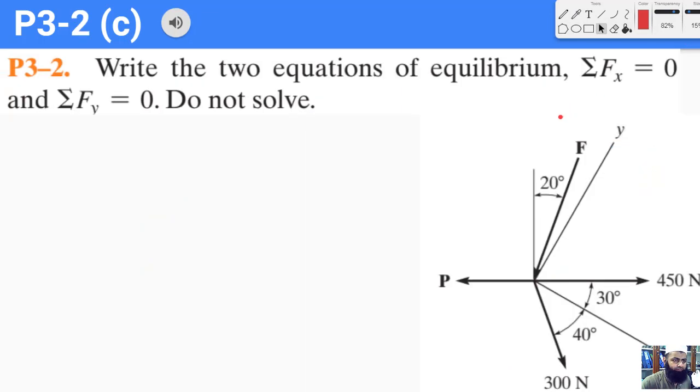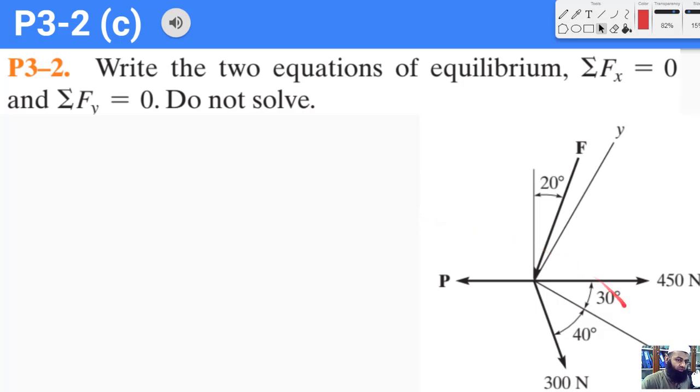Okay, moving on. Now this is: write two equations for equilibrium. Sum of forces in x is equal to 0 and sum of the forces in y is equal to 0. Here we are only concerned with writing the equations, and we're not really concerned with solving them.